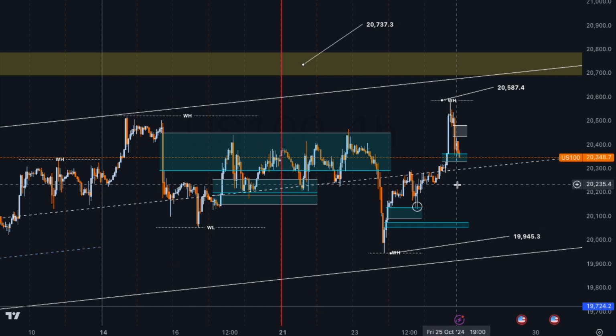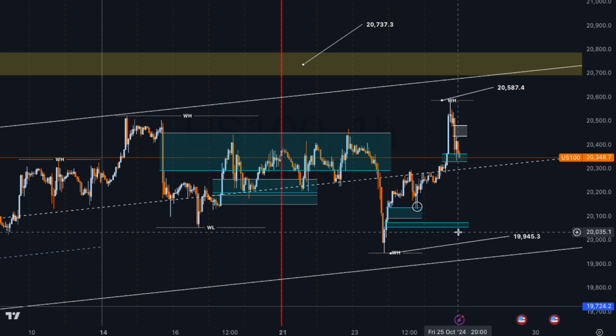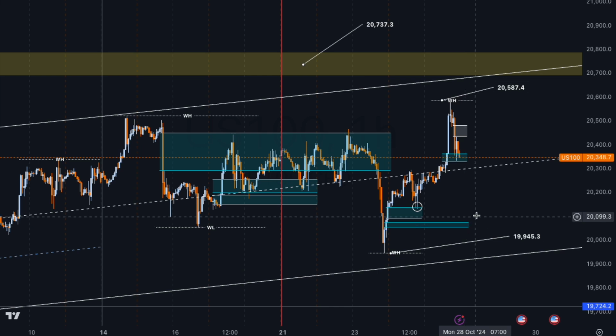First things first, we have the weekly high that was set on Friday, and that's this level over here, 20587.4, and then down here is the weekly low that was set for us on Wednesday, and that is 19945.3. How I'm looking at how everything is appearing to me right now, I have a feeling that the market is going to tap into this FVG over here, and then continue on its way downwards and possibly tap into this one. Then it might push back up again.